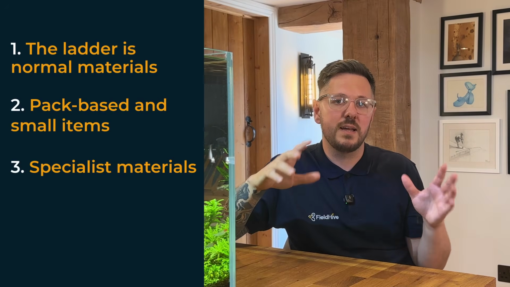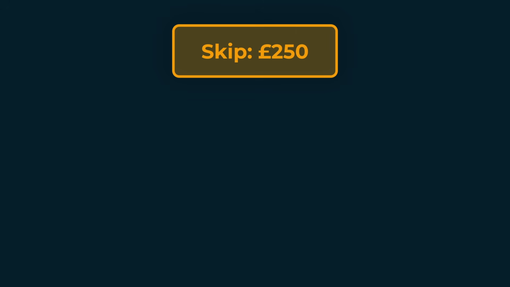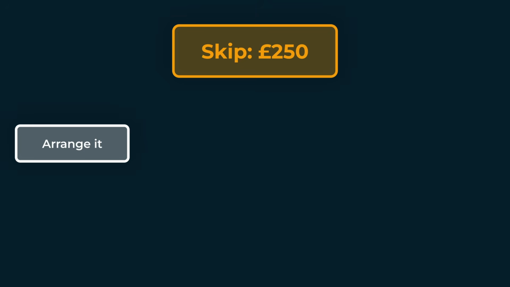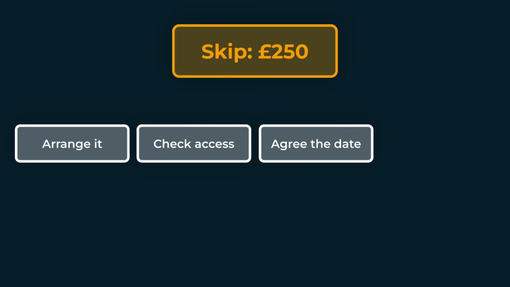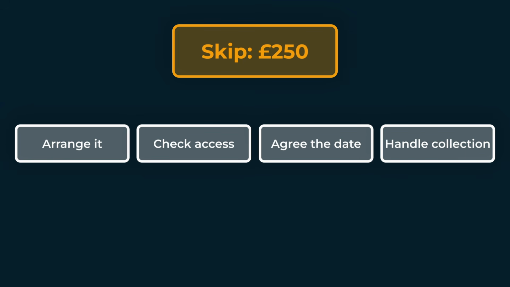The fourth level is management costs. That includes skips, hire, delivery, waste removal, access equipment and specialist couriers. These are often treated as pass-through costs. A skip costs £250, so £250 goes into the quote, but somebody still has to arrange it, check the access, agree the date and deal with any collection problems.